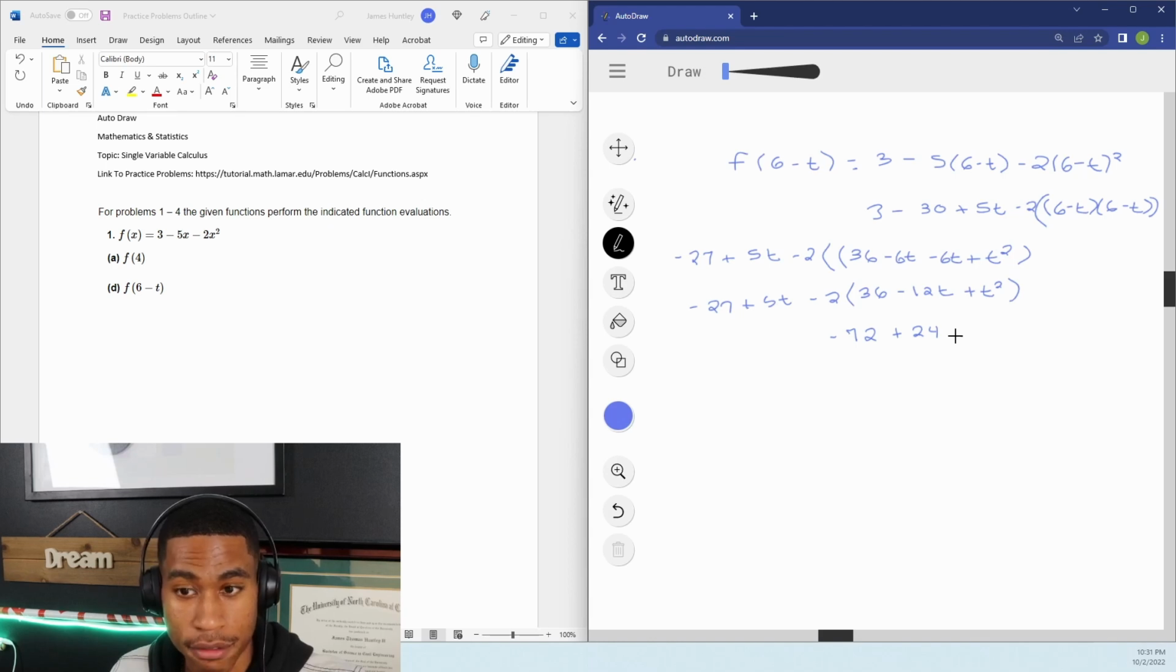And I've seen them give problems like this. It may not be like 6 minus t, but the first, like the f of 4, and definitely they would give something like that because it's quick, easy, and if you know what you're doing, you can just plug and chug.